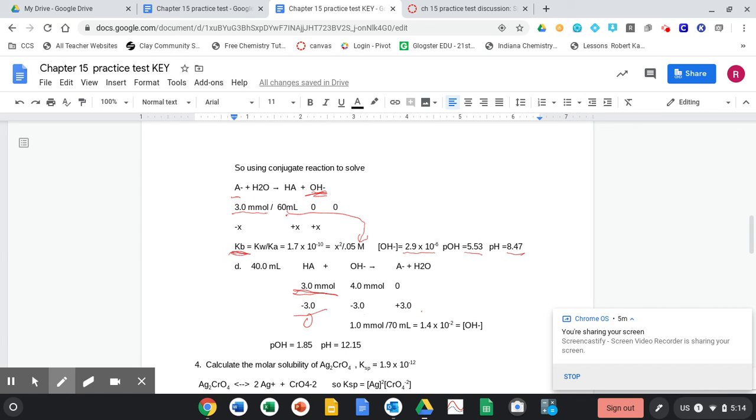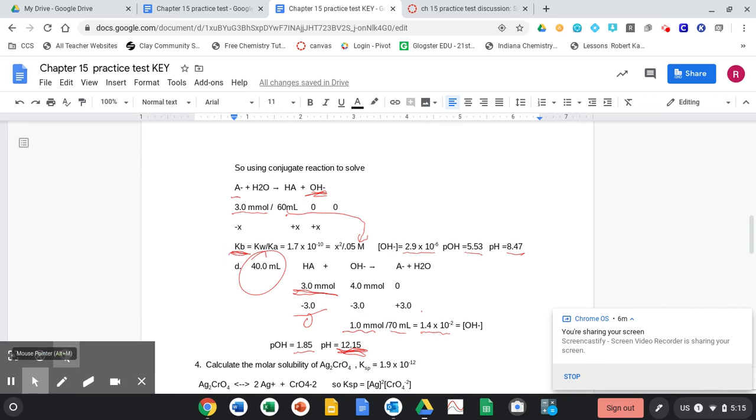So all I have to do is say, okay, I have 1 millimole, a total of 70 milliliters. That's the 30 milliliters of acid plus the 40 milliliters of base that I added. That's where I get the 70 milliliters. I divide those two, and that gives me that concentration of hydroxide, which gives me that pOH. 14 minus that number gives me the pH of 12.15. So you just walked through a titration problem.